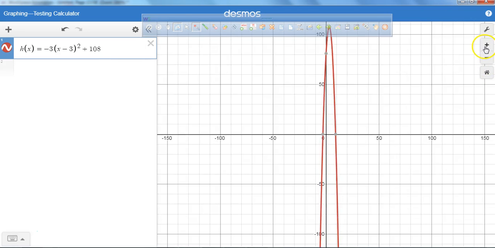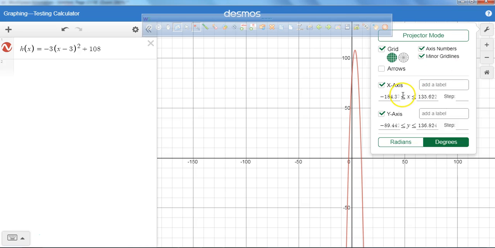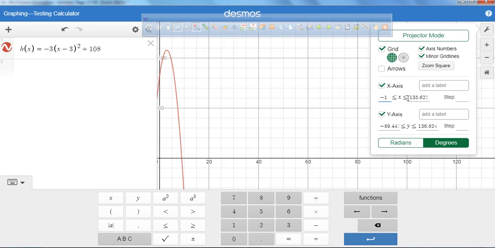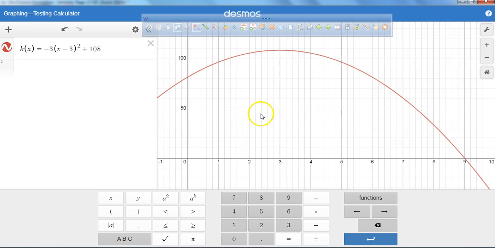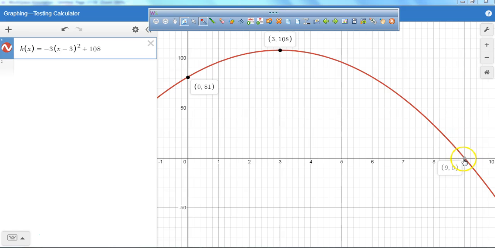All right, let me zoom in a little bit more here. Now I'm going to make our graph settings a little bit neater. Basically, I'm going to start our x-axis at negative 1, and I'm going to put the y-axis at just 10 so we can see it a little bit better. That's an easier graph to visualize. So here we go. Important points: 0, 81; 3, 108; and 9, 0. These are all very important points, so we're going to talk about these points for our particular problem.